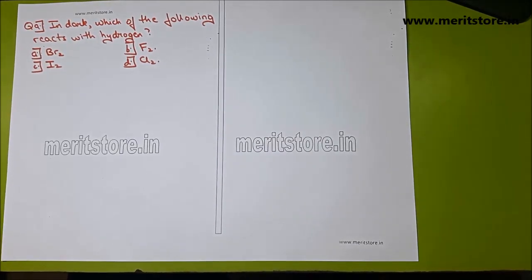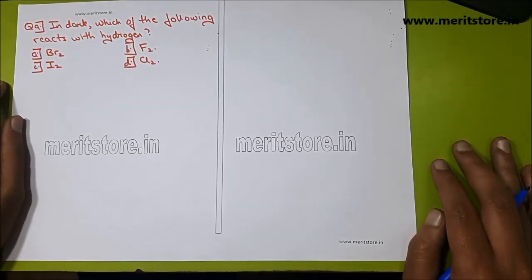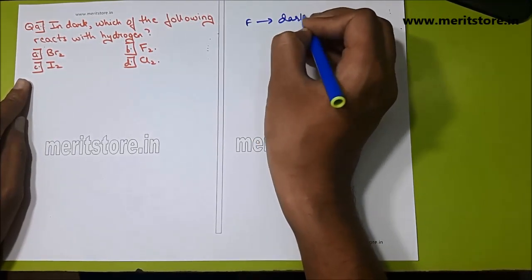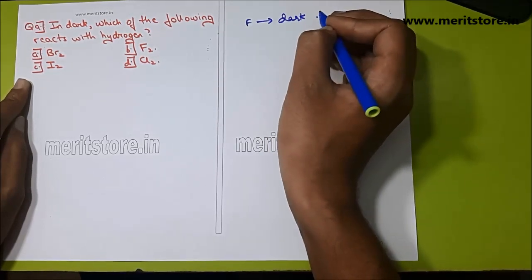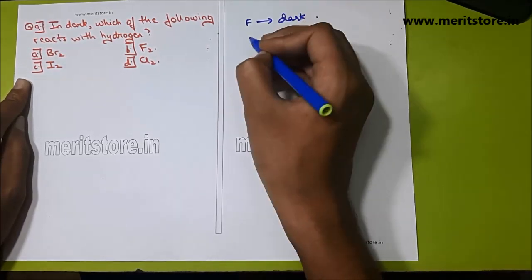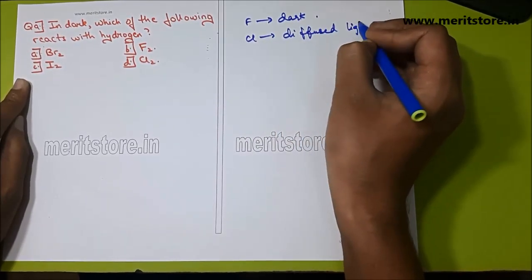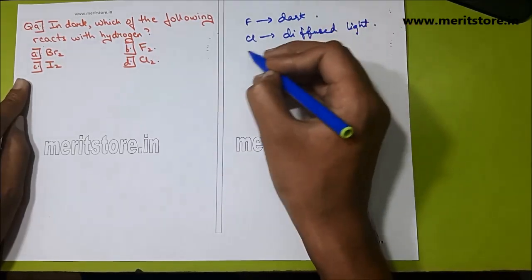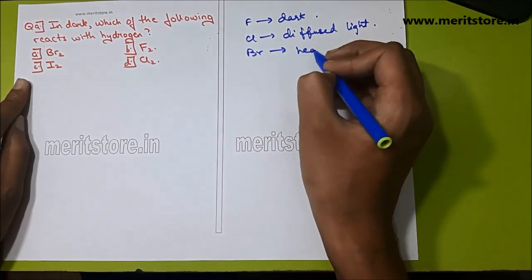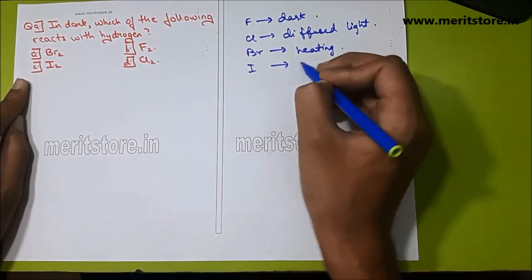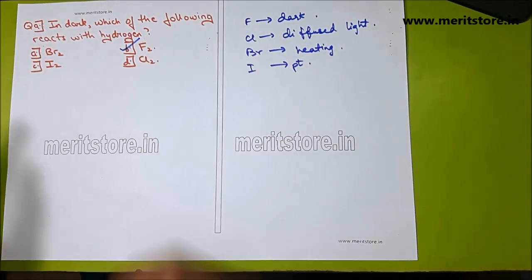9. In dark, which of the following reacts with hydrogen? A, Br2, B, F2, C, I2, D, Cl2. In dark, fluorine reacts with hydrogen, while chlorine reacts with hydrogen in presence of diffused light. Bromine reacts with hydrogen on heating, and iodine reacts in presence of platinum catalyst. So option B is the correct option.